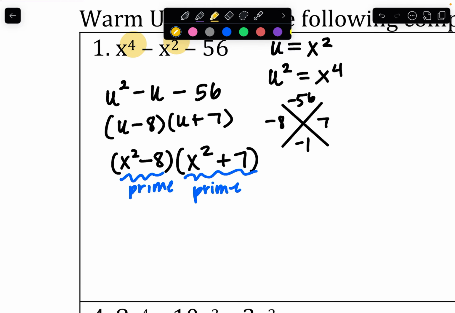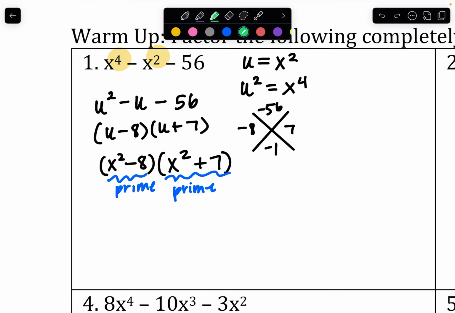And so it's also a great idea to check. X squared times x squared would give me x to the 4th. Negative 8 times 7 would give me the negative 56. So do a quick spot check to make sure that you have a reasonable answer.